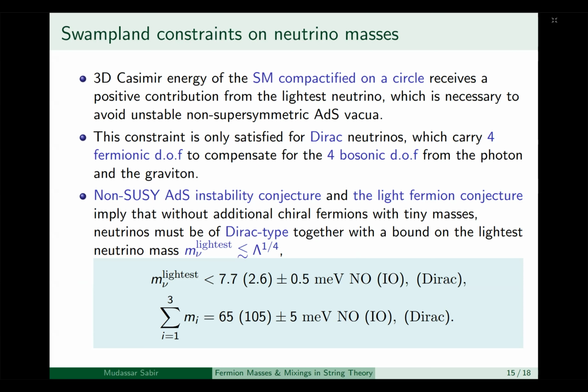on the lightest neutrino mass, which is fixed by the cosmological constant with a factor of lambda to the 1 quarter. So these are some bounds where the lightest mass, if it is normally ordered, should be less than 7.7 milli-electron volt. And also there are some constraints on the sum of the masses, which should be around 70 milli-electron volt or less. This is only for the Dirac case.